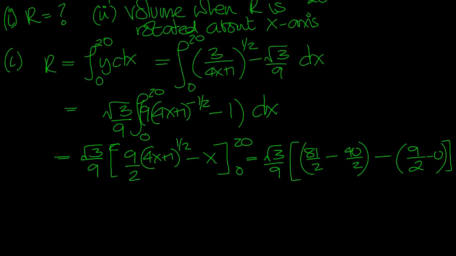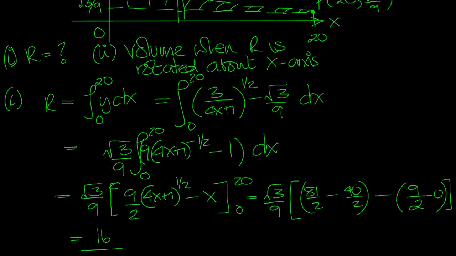Makes life easier. So what do we get? 81 minus 49, 81 minus 50, 32. 32 over 2, which is 16. So that's what we get. 16 units for the region R.